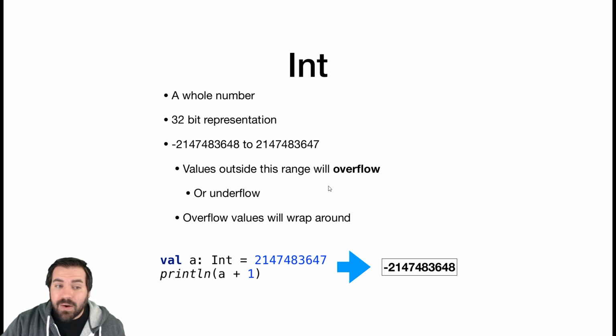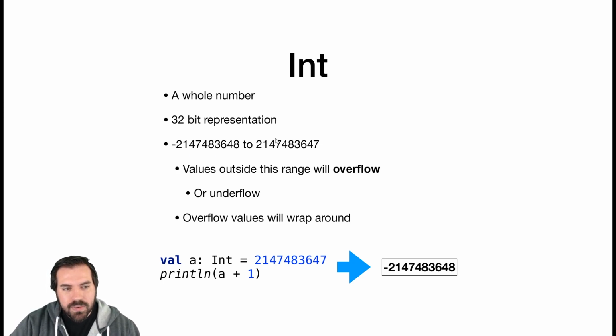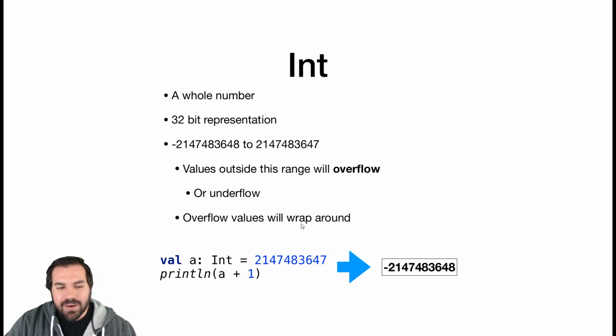An integer can overflow or even underflow. I'll talk about overflow in my example. But an integer can overflow. Since it's 32 bits, it can only represent values in this range. So, since it can only represent values in this range, what happens if we go out of that range?